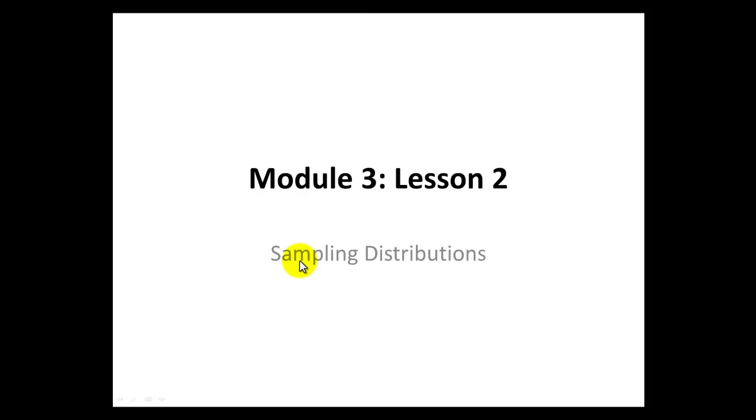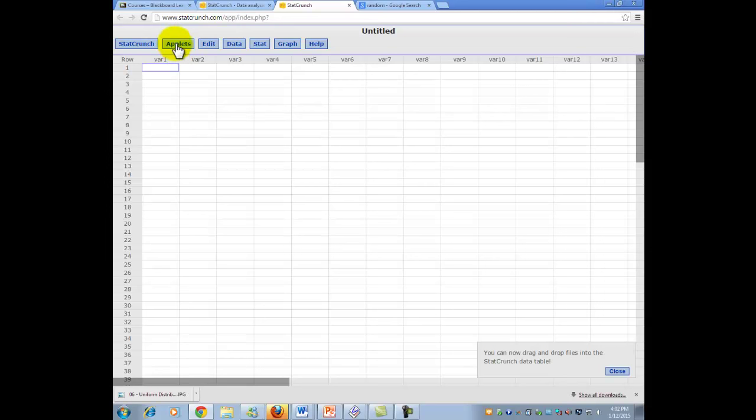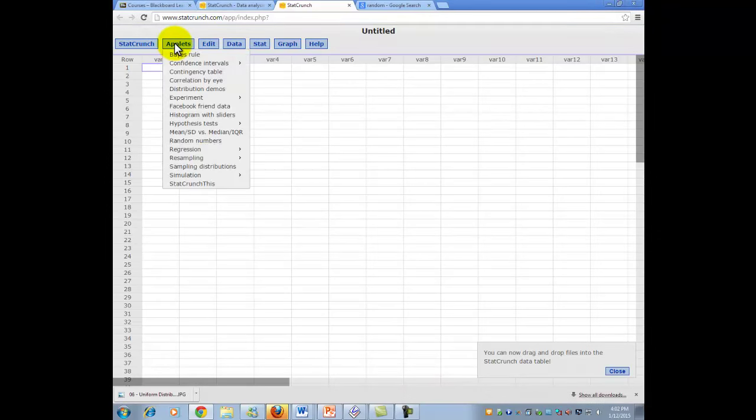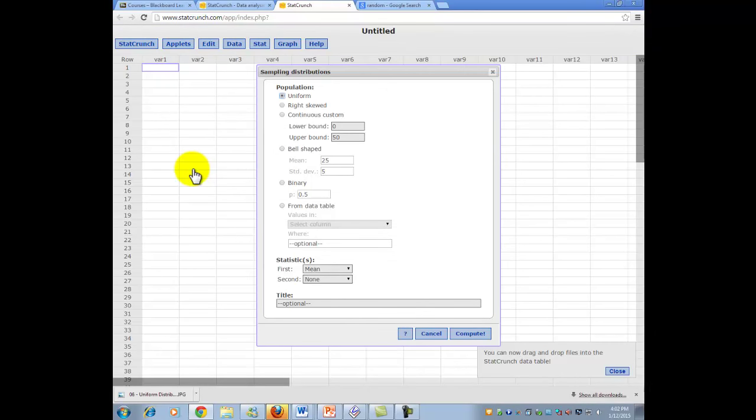Why don't we take a look in StatCrunch at an application to better understand this concept. StatCrunch has a neat applet. There's this applet tab, which we haven't used yet, and it's called Sampling Distributions. And it's going to allow me to hopefully give you a hands-on demonstration of what a sampling distribution is.